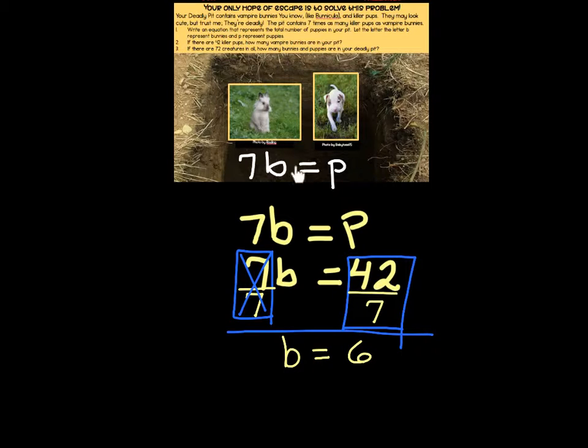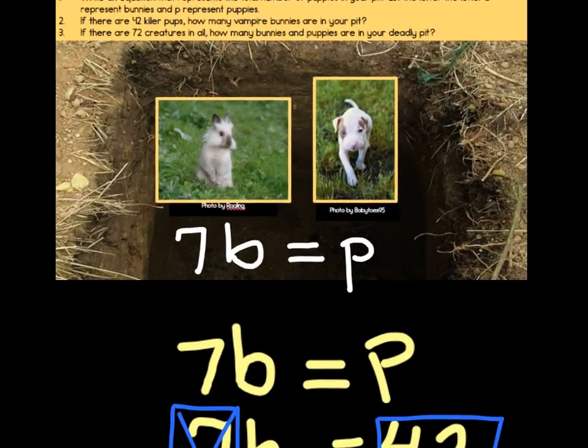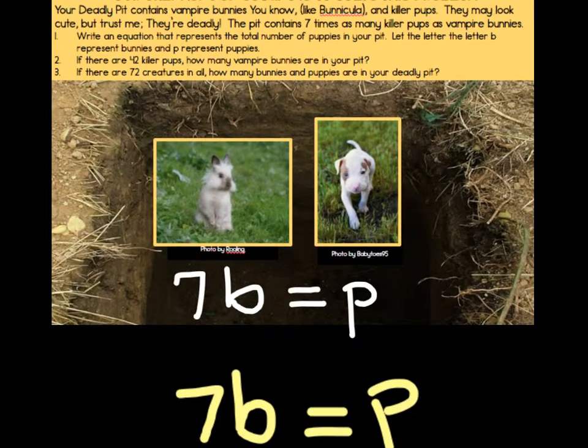Hey, just like up here, if you made a mistake anywhere along the way, no worries at all. Pause the video, fix your mistake. That is the fastest way to learn. And now let's move on to our third part of this problem. All right, here we go. If there are 72 creatures in all, how many bunnies and puppies are in your deadly pit here?